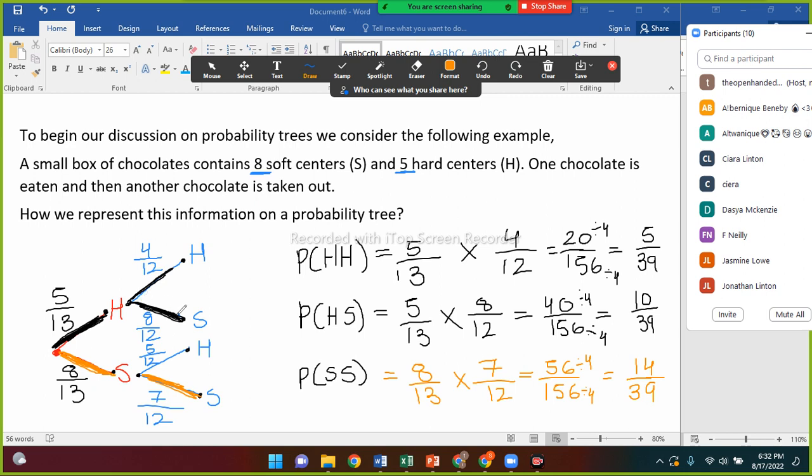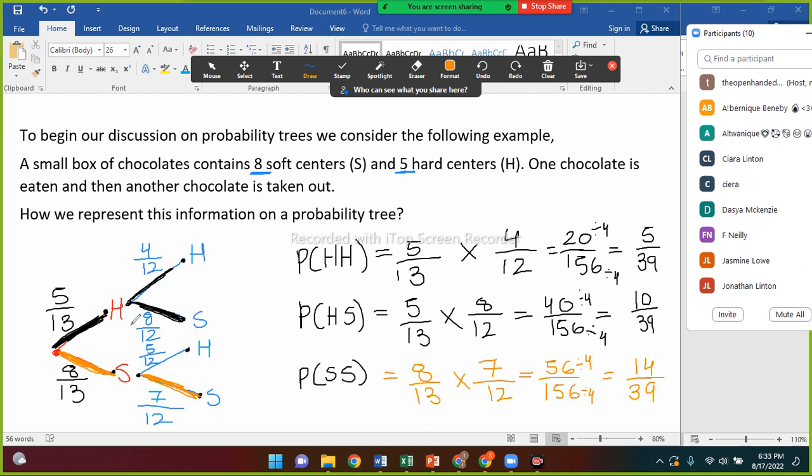Because we are getting two chocolates, the first one could be a hard chocolate and the second one a hard chocolate, or the first one could be a hard chocolate and the second one a soft scented chocolate, or the first one being a soft scented chocolate and the second one a hard scented chocolate, or the first one being soft scented and the second one also soft scented. So this tree basically is telling us the different possibilities that we could have.